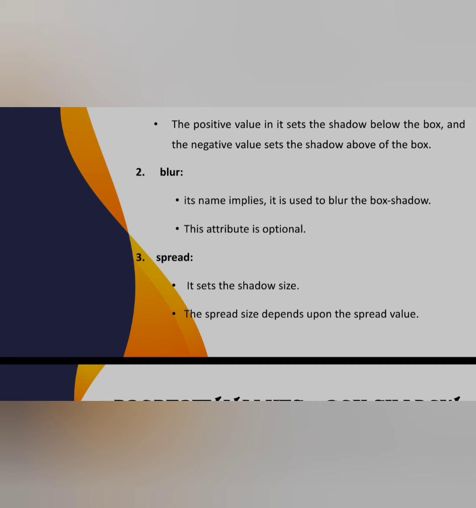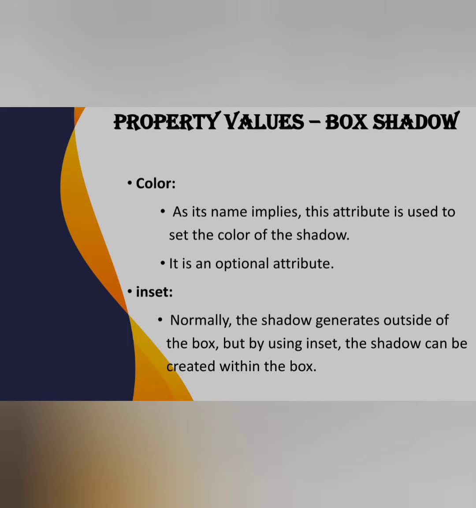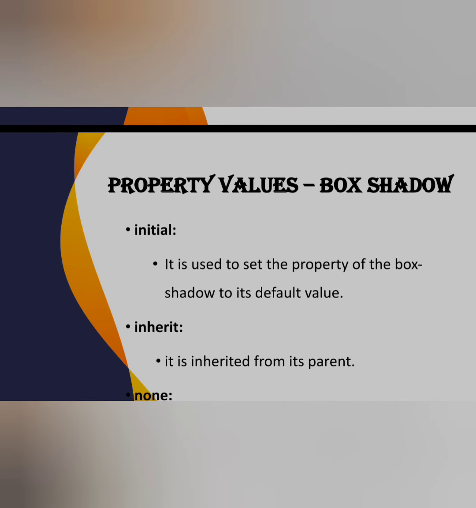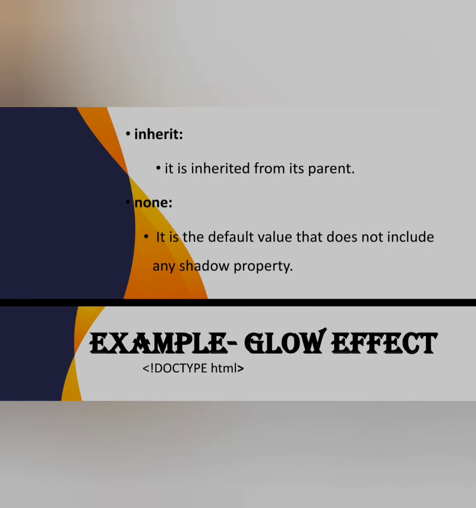Spread. It sets the shadow size. The spread size depends upon the spread value. Color. As its name implies, this attribute is used to set the color for the shadow. It is an optional attribute. Inset. Normally the shadow is generated outside the box, but by using inset, the shadow can be created within the box. Initial. It is used to set the box shadow property to its default value. Inherit. It is inherited from its parent. None. It is the default value that does not include any shadow property.